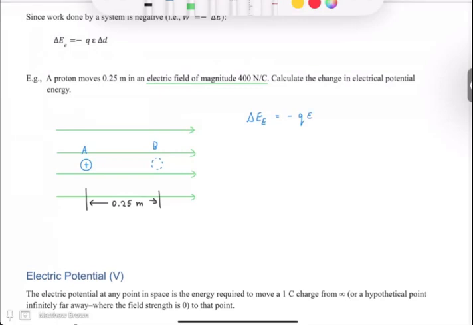minus Q E delta D. So pretty much just plug in the numbers. The charge on a proton, the negative is 1.6, I guess 1.602 times 10 to the negative 19. The electric field we're given, that's just 400. And delta D is 0.25. Multiply those together, we get, well, 400 times 0.25 is just 100. So that's 10 to the negative 17.